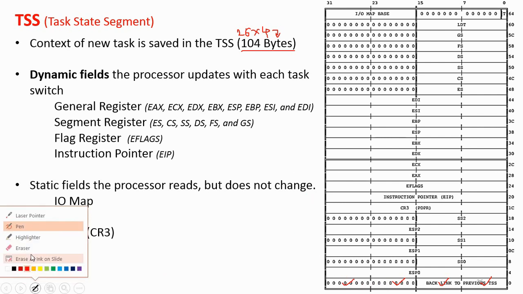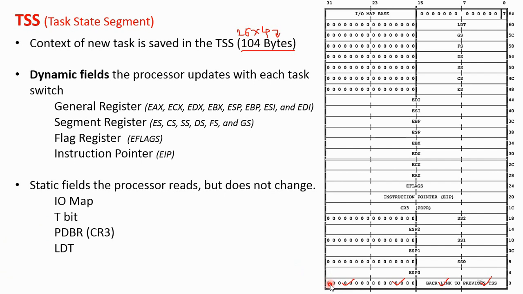If we try to count all those locations, then 1, 2, 3, 4, 5, 6, 7, 8, 9, 10, 11, 12, 13, 14, 15, 16, 17, 18, 19, 20, 21, 22, 23, 24, 25 and 26. There are a total of 26 locations and each location contains 4 bytes. So 26 into 4 is 104 bytes. That's why it is 104 bytes long. So TSS is 104 bytes long.